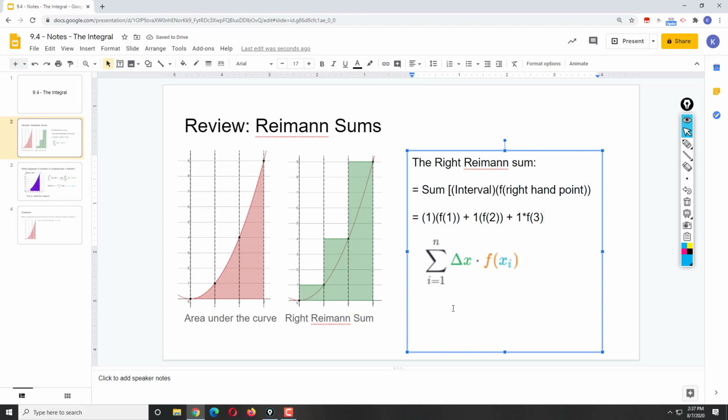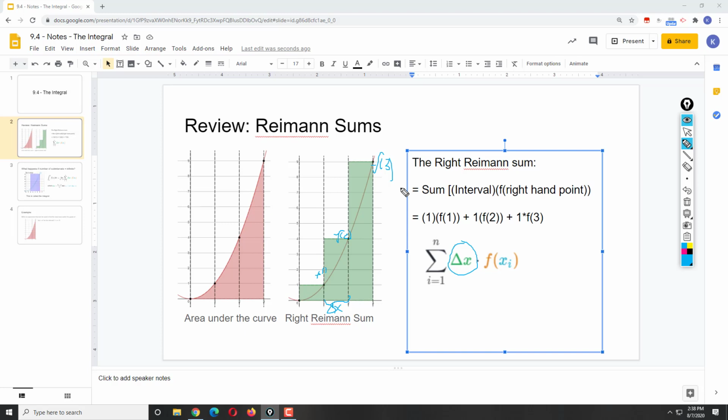We can write this in summation notation. So i equals 1 to n, where n is the number of intervals. The delta x here, that's how far each one is for each of the intervals. If we're going from 0 to 3 and we have 3 intervals, then delta x is 1. And then this point is f of 1. This point is f of 2. This point is f of 3.